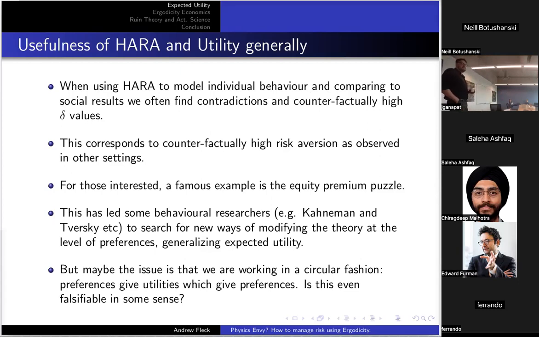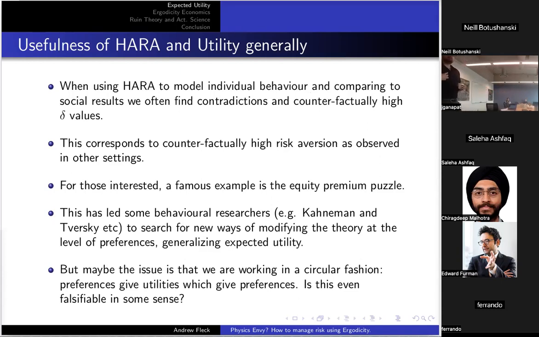And of course, some people have said, well, maybe the problem is actually utility itself, right? And this is where behavioral economists come in. So you have Kahneman and Tversky and their prospect theory and things like that, where they've tried to modify this theory at the level of preferences, having things like framing effects and stuff like that.